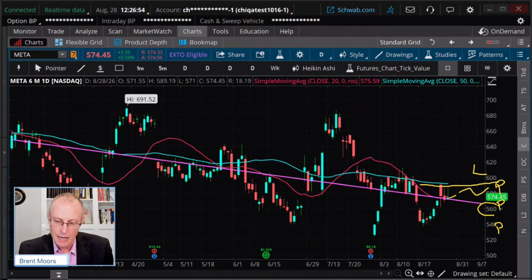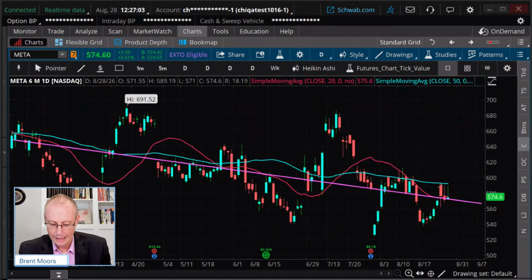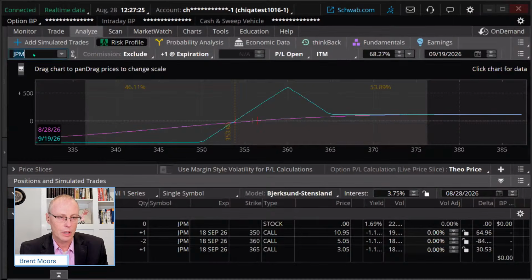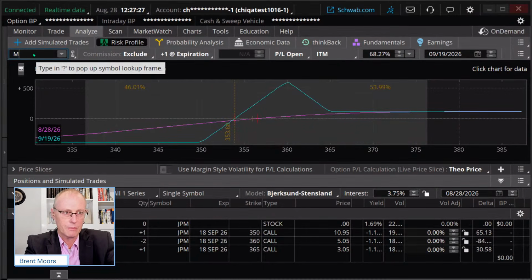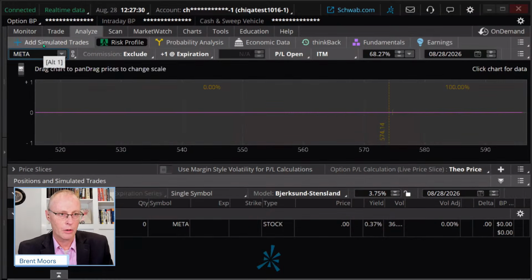But I'm going to start with my zone of profitability, so to speak, or where I think it's going to go. And I'm going to say, look, if we're between, I don't know, what's that, like 590 or something, and 560, that's about a $30 difference. Let's go with it, okay? So here's what we're going to do. I'll start with the Analyze tab again. We're going to look at, this is Meta. Here's Meta. And I'm going to go to Add Simulated Trades.